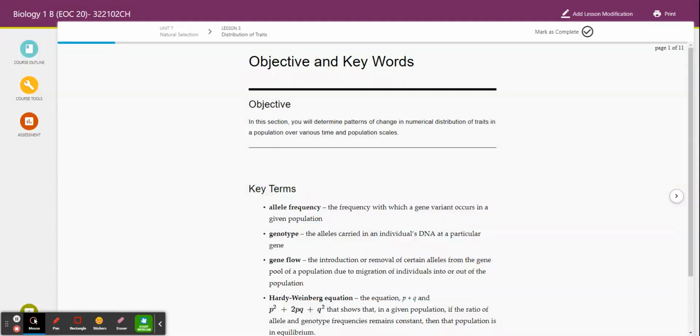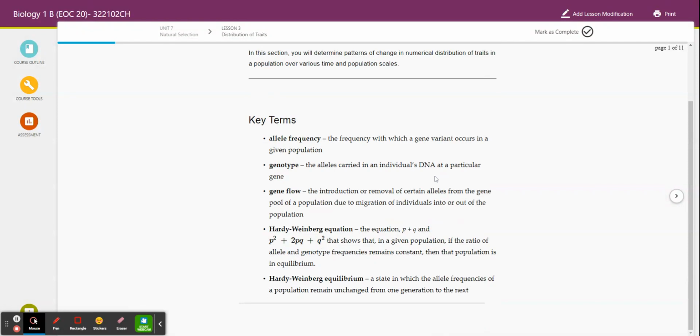Unit 7, Natural Selection, Lesson 3, Distribution of Traits. Objective and Keywords. Objectives. In this section, you will determine patterns of change in numerical distribution of traits in a population over various time and population scales.